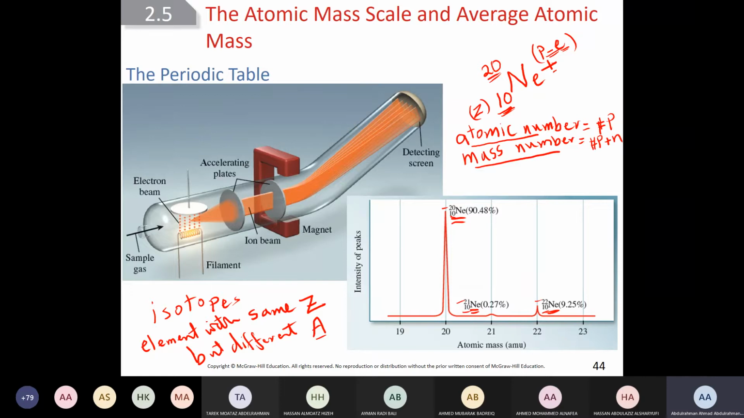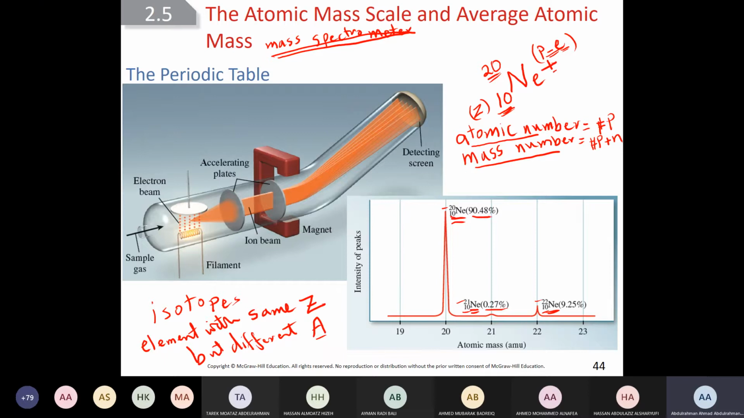Next, this instrument is a very expensive instrument. We have in the university around 5 or 6 instruments like this one. This is called, you have to know the name, mass spectrometer. What does this instrument do? Mass spectrometer. What does it do? It gives us something like this. It gives us the atom and this percentage.